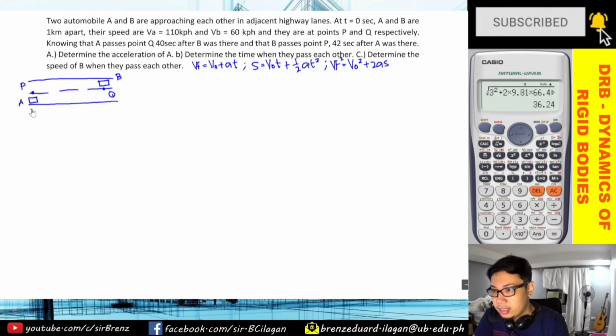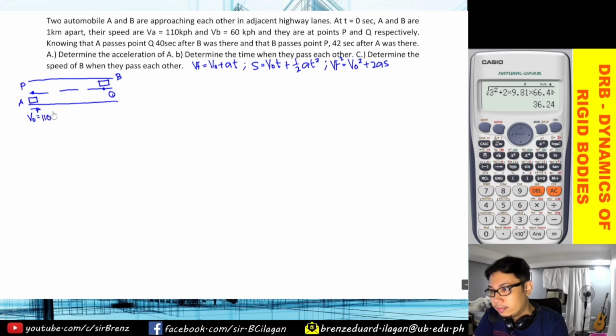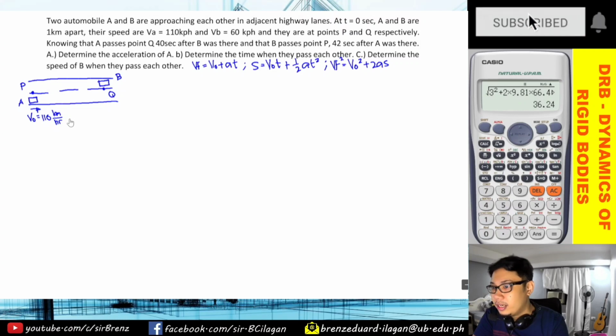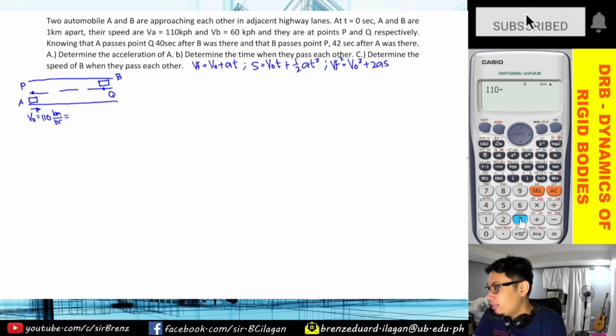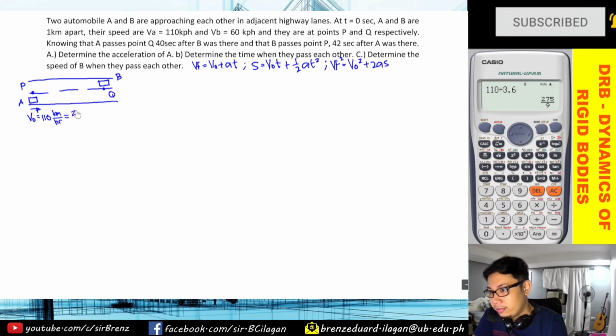Okay, so the initial velocity of car A is given as 110 kilometers per hour. So again, i-convert na natin siya diretso. So, di ba, ano nga conversion nito? 1,000 or so i-divide natin ng 3.6. Hindi ko na i-convert kasi na example naman tayo kanina na ganyan. So 110 divided by 3.6. So 275 over 9. Sulat na lang natin ang buo. So 275 over 9 meters per second.